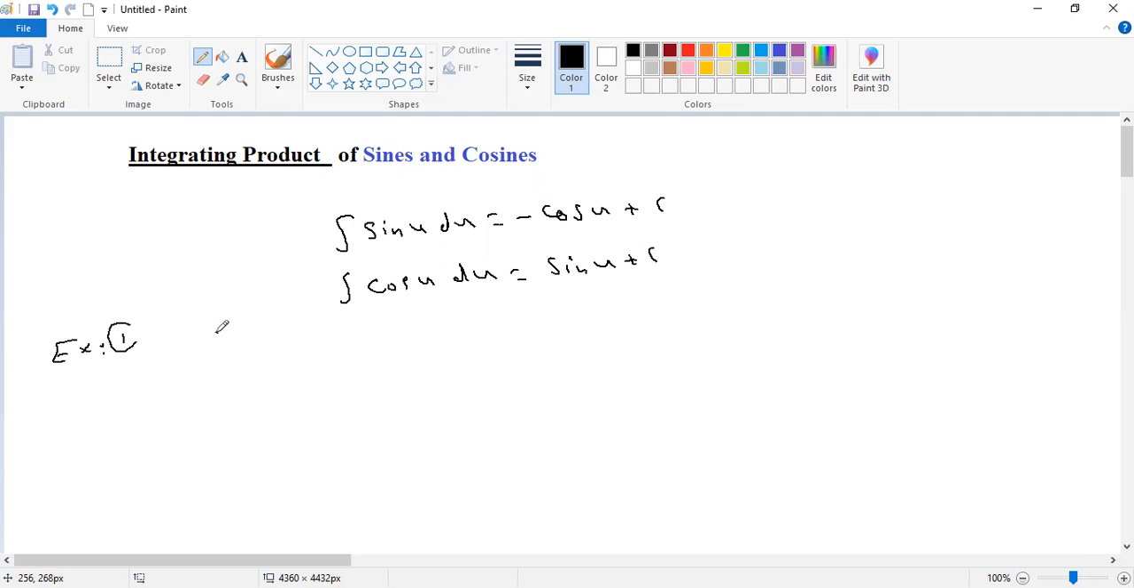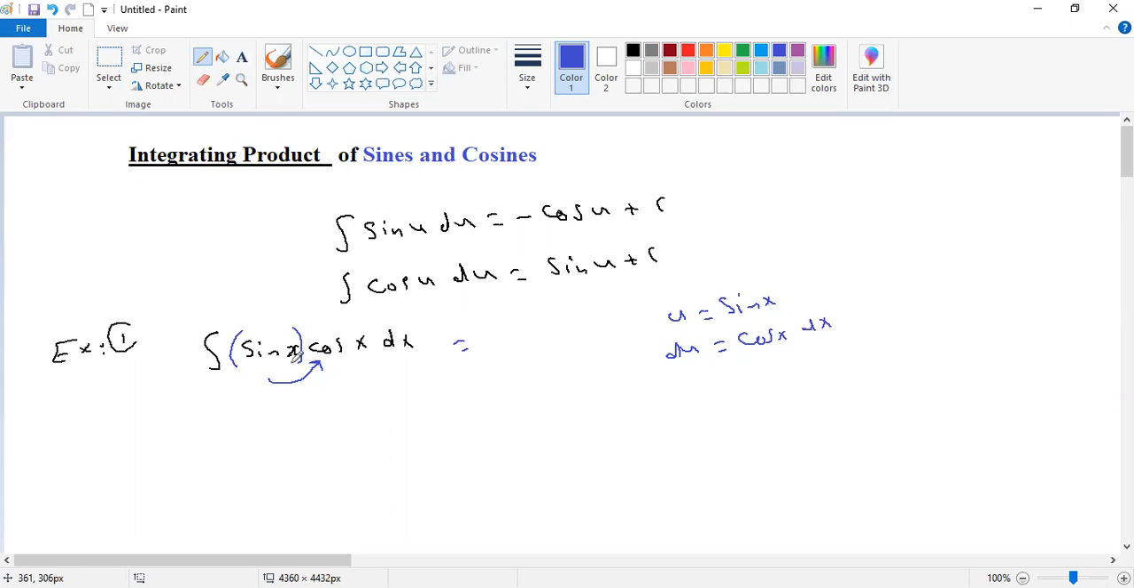Now, what about example number one? What if I have the integral of sine x cosine x dx? If we look here, the derivative of sine is cosine. So what is the answer? Here, cosine x is the derivative of u. If I say, for example, u is equal to sine x, then what will du be? du will be cosine x dx.